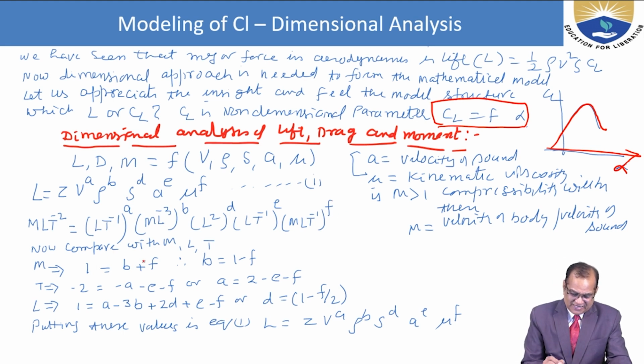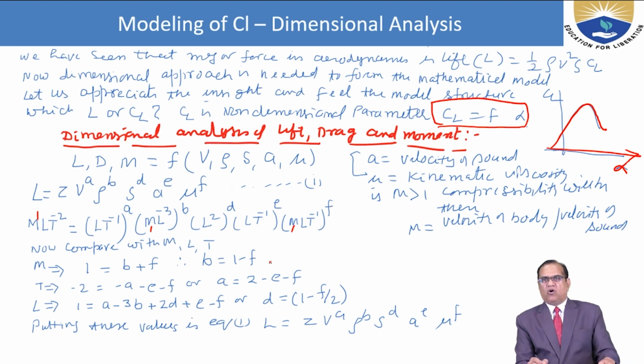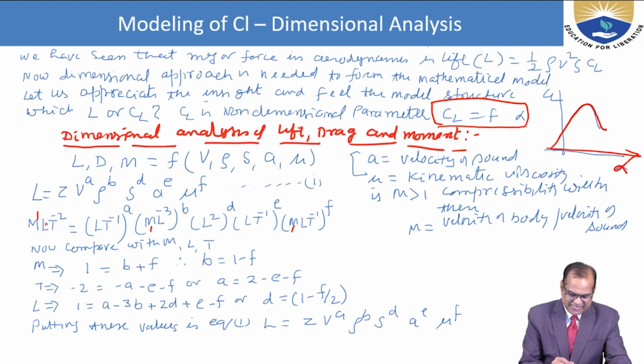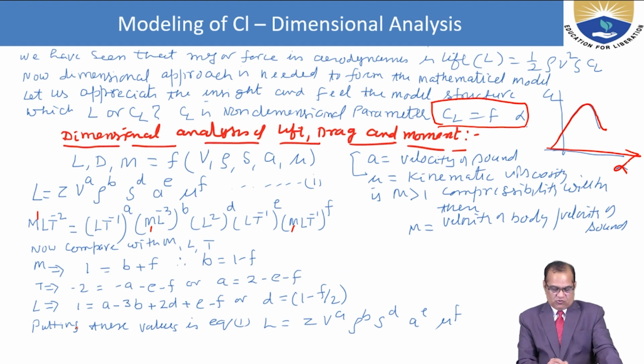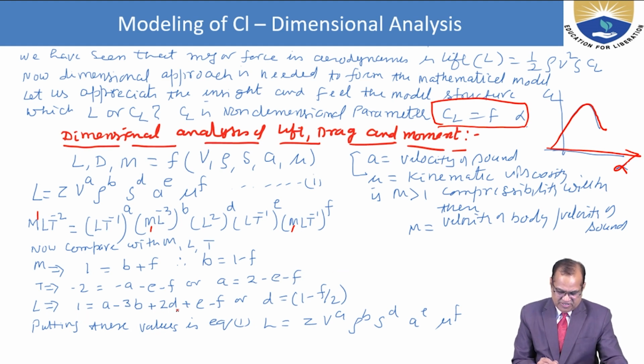So if we take the first term, mass, here mass is 1, so 1 is equal to B plus F, so B is equal to 1 minus F. If you take T, it is minus 2, and here minus A, minus E and minus F. So A is equal to 2 minus E minus F. And for L, it is 1 equal to A minus 3B plus 2D. So here D is equal to (1 minus F) by 2.